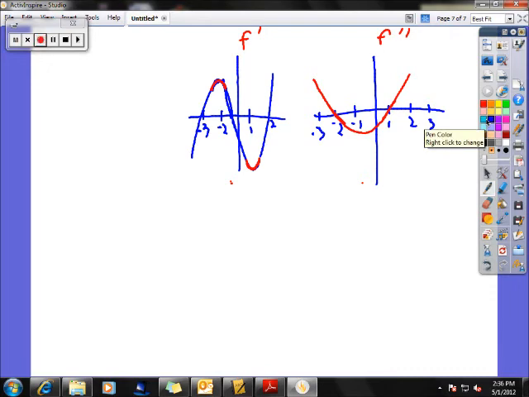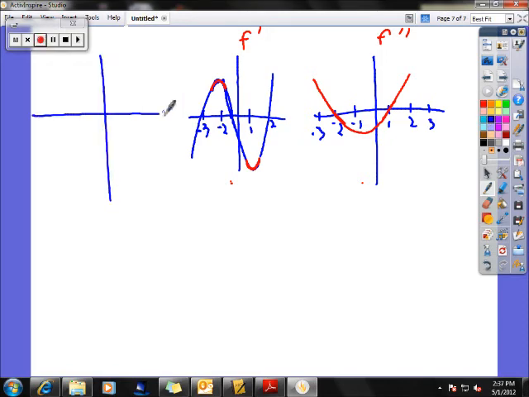So maxes and mins turn into x-intercepts when you're going down. So minimums go negative to positive, and maximums go positive to negative. Okay, so let's go the other way now.